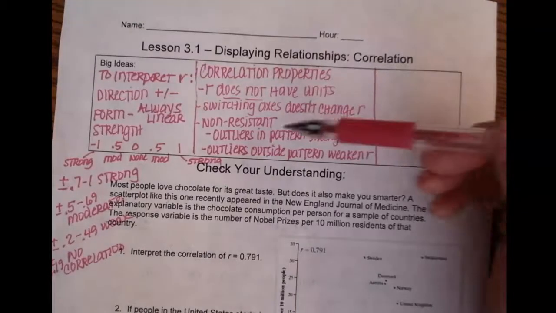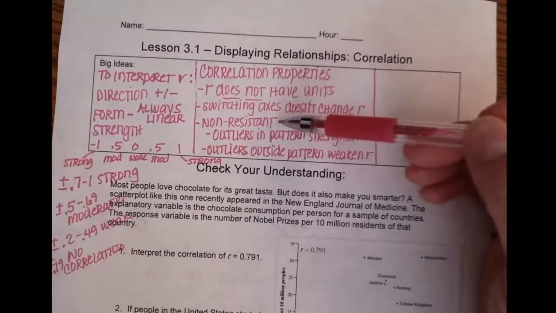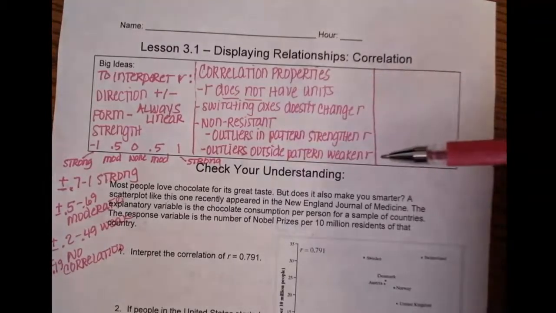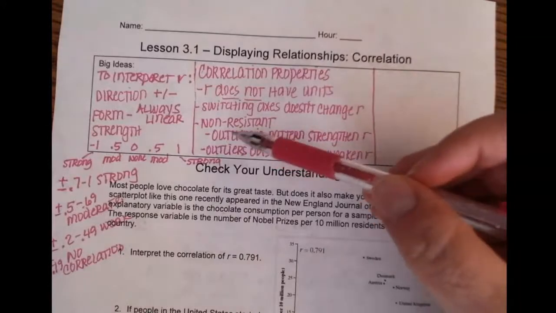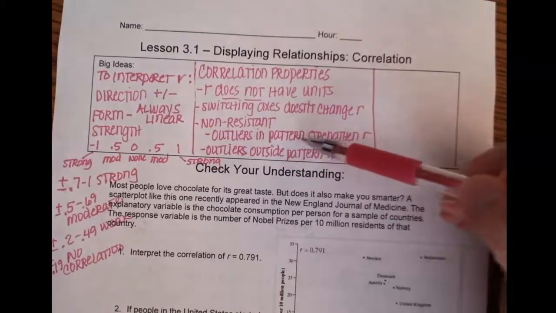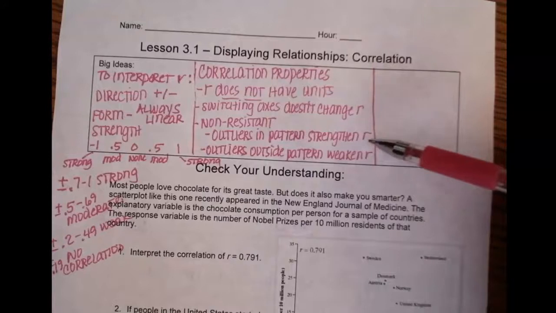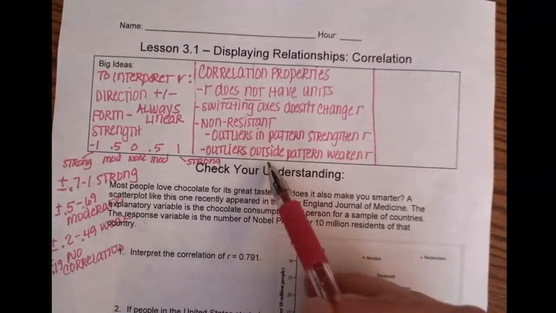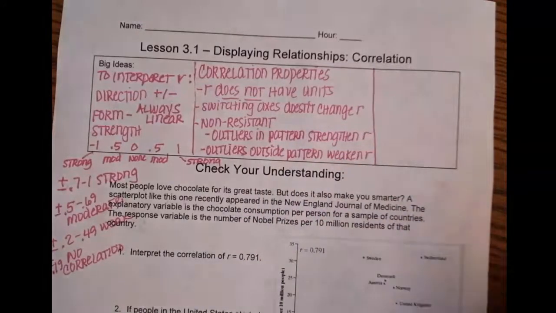The other is that your correlation is non-resistant. Remember, we talked about resistance and non-resistance with the median and the mean and standard deviation and IQR. If you have an outlier that's in your pattern, that's going to strengthen your correlation. But if you have an outlier that's outside your pattern, it's going to weaken your correlation.